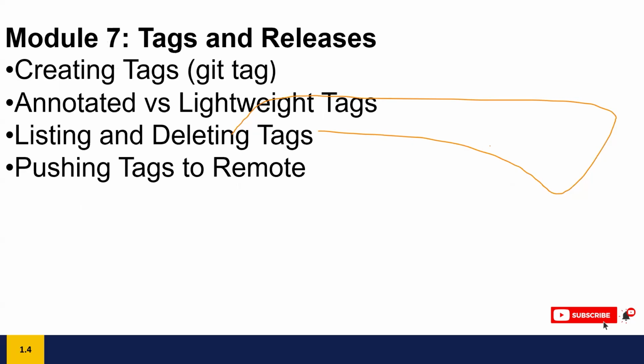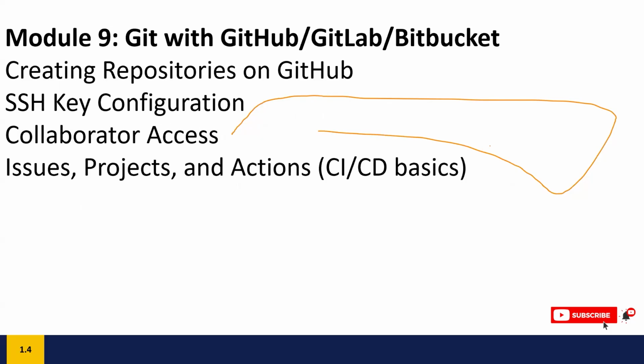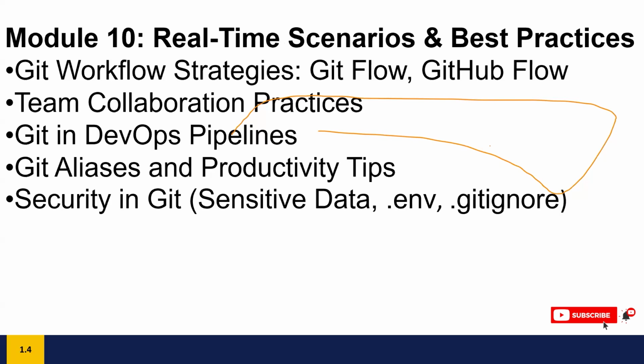Module 7 will discuss tags and releases: how to create a tag, annotated tags versus lightweight tags, listing, deleting, and pushing the tags. Then Git advanced topics, such as git rebase, cherry pick, Git hooks, gitignore, and Git attributes will be discussed. And GitHub: creating repositories on GitHub, SSH configuration, collaborator access, issues, projects, and actions.